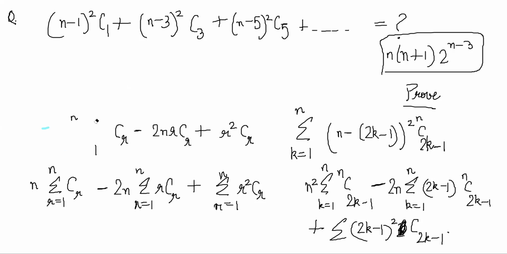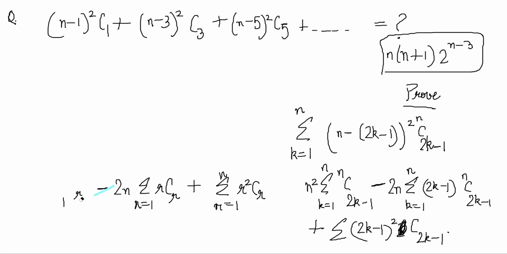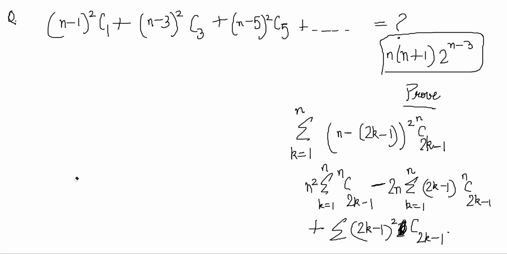Here the first summation is not hard. The first one is easy, right? Because it's just the odd ones. So it is 2 power n minus 1. N square into this part will just be all the odd ones, so that will be 2 power n minus 1, right?